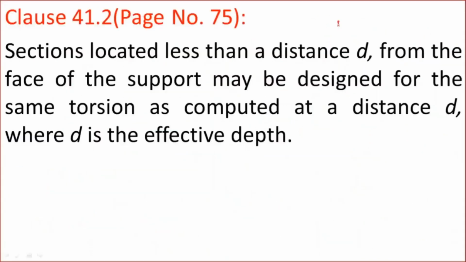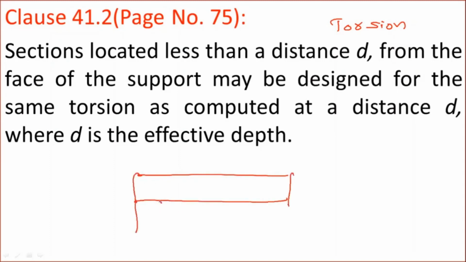So this next clause is regarding the torsion. Here the clause is: sections located less than a distance d from the face of the support. Suppose this is the beam again, and this is the face of the support.